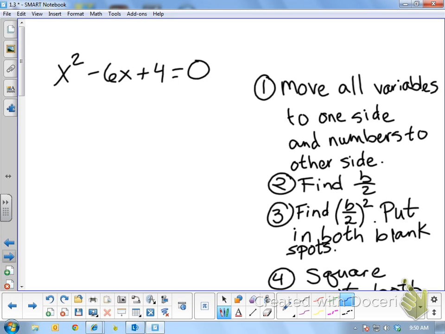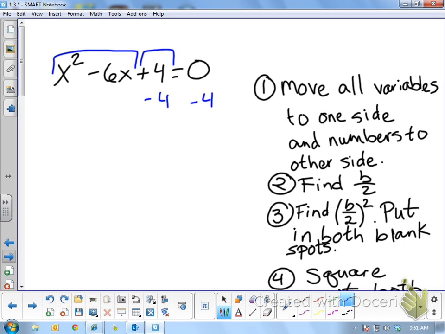So first, we had to move all the variables to one side and numbers to the other side. Usually the variables go on the left. Here are our 2 variables. Here's our number. Why are these 2 our variables? Because they have an x. That makes them variables. This one doesn't, so it makes it our number. So if our variables are already grouped together on the same side of the equal sign, I just need to move that number. How should I move that? Subtract 4 from both sides.